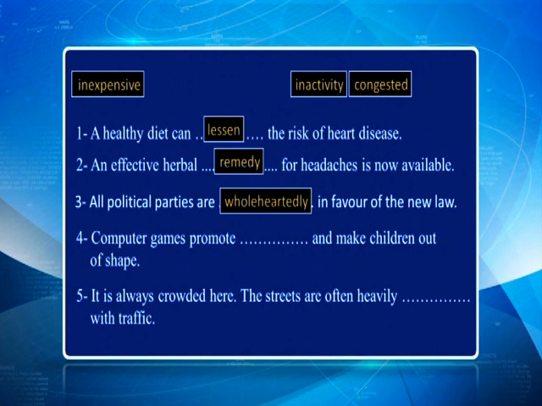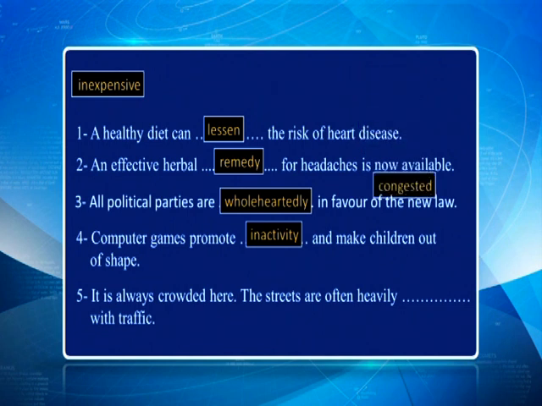And number four, computer games promote what? We need a noun. And nouns we have inactivity, the only one which remains. So computer games promote inactivity and make children out of shape. As for number five, it is always crowded here. The streets are often heavily blank with traffic. And the remaining words are inexpensive and congested, and they are both adjectives. And for this blank, we also need an adjective. So when we talk about roads or streets and cars, we talk about congested, not inexpensive. So that's the right answer.